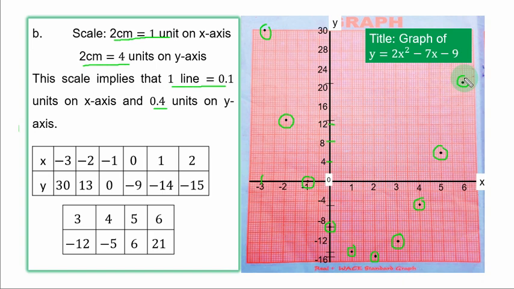Next is to join them together. Every graph has a title and it is usually the equation or equations that you are plotting, but here we only have one equation, and that becomes the title of the graph.